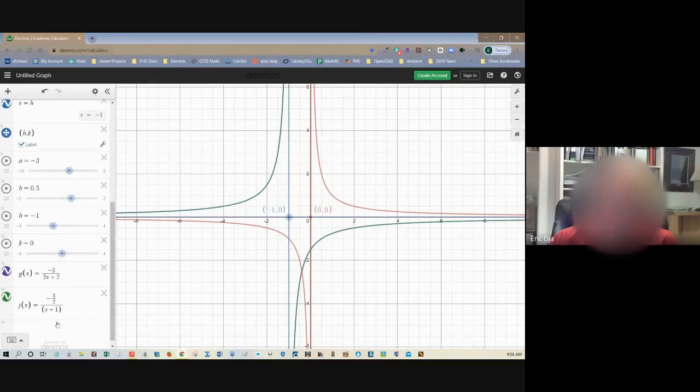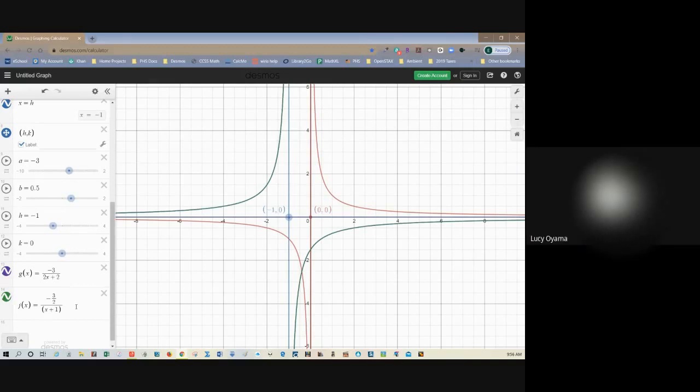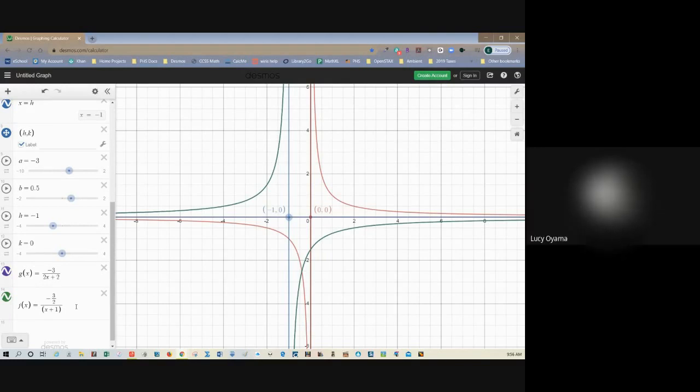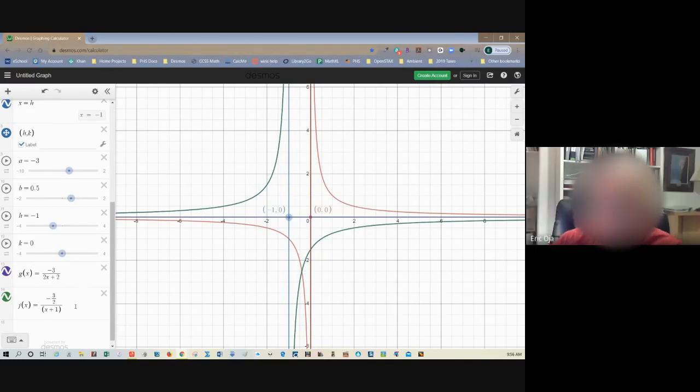So in this case, you tell me, without looking at the graph, what would the equations of the asymptotes be for the green function? -1 and 0. When you say -1, you're saying that x equals -1 and y equals 0, right? Yes, exactly. Okay.